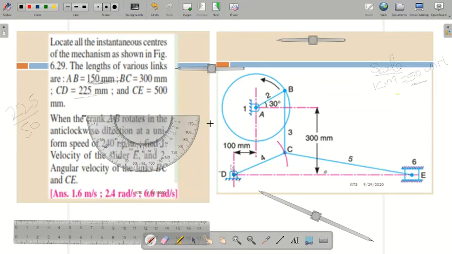And what is the CE length? CE length is 500 mm. 500 divided by 50, 10. Okay, 10 centimeter. Take 10 centimeter in the compass, keep it at the point C and cut it here. Here you will get point E.